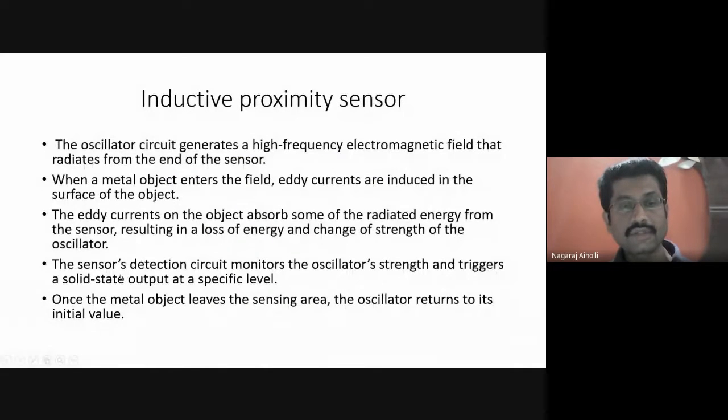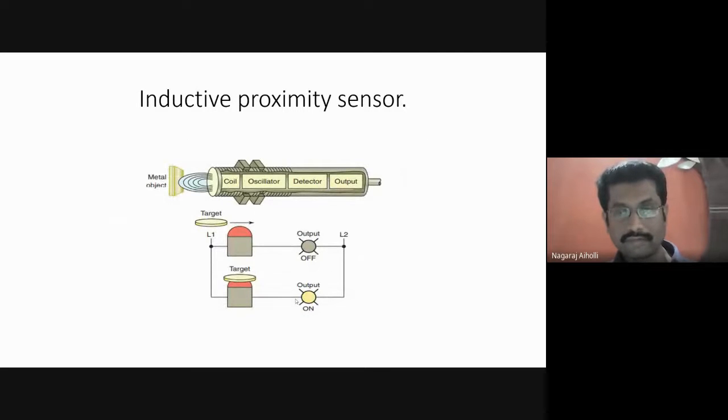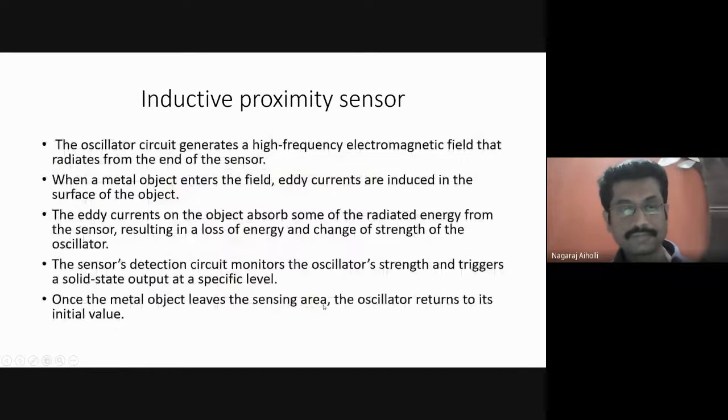and triggers a solid state output at a specific level. Solid state output means, again, the output is in the form of an on/off. Here we are using the LED, solid state devices, so we are not using any gaseous medium. They are all solid state materials that we are using here, right? So this solid state LED or the indicator will be turned on, or the output device will be turned on.